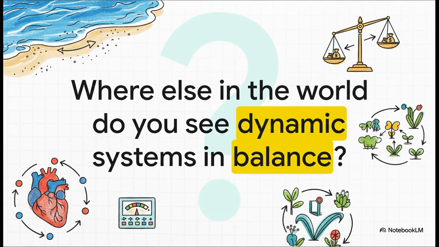And that leaves us with one last thing to think about. We started with a beach, but this idea is everywhere. It's in economics with supply and demand. It's in ecosystems of predator-prey cycles. It's even in our own bodies, maintaining our blood pH. So my question to you is, where else do you see this elegant, dynamic balance at play in the world around you? Something to chew on.